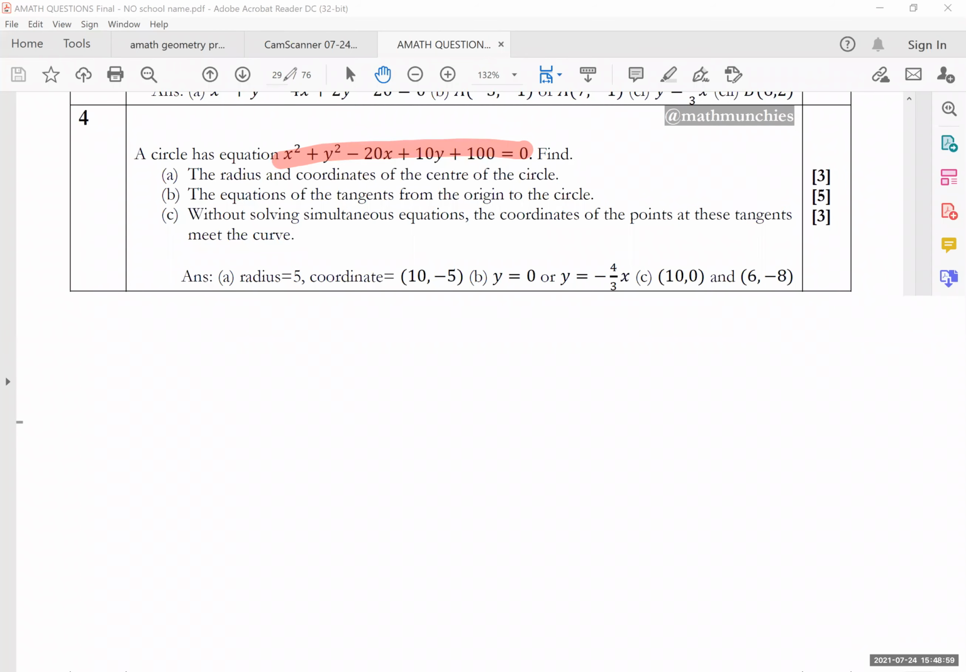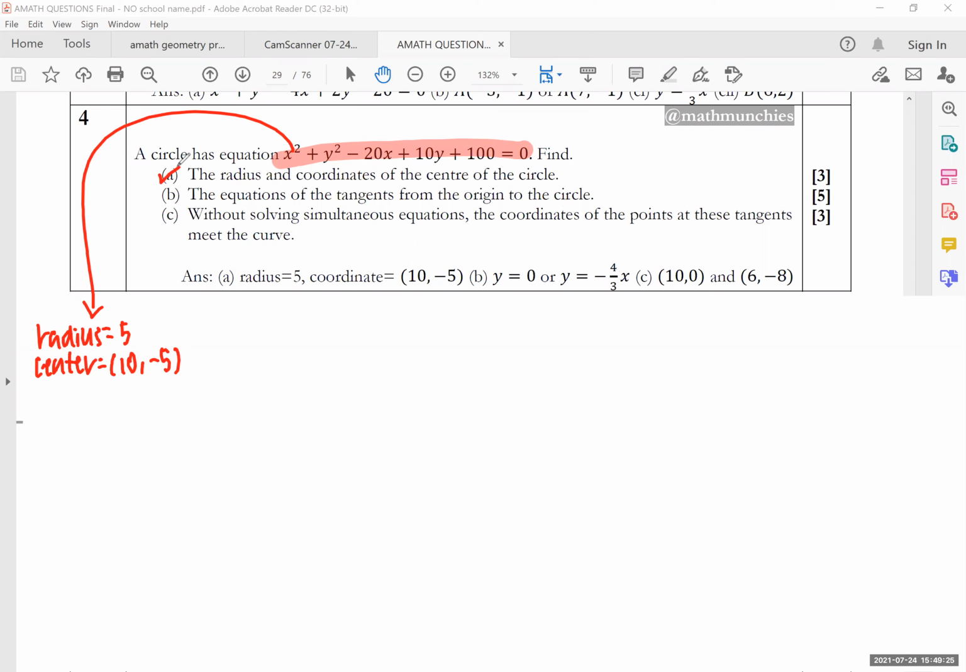All right, so now for question number 4, whenever they give you the equation in this form, immediately I can tell two things. I can tell the radius, which I know is 5, and I can know the center also, and the center is (10, -5), right guys? Yes. Okay, so right now we are already done with 1.